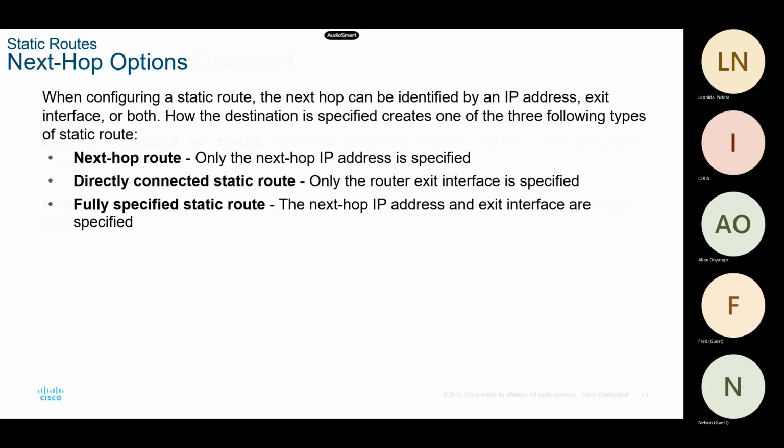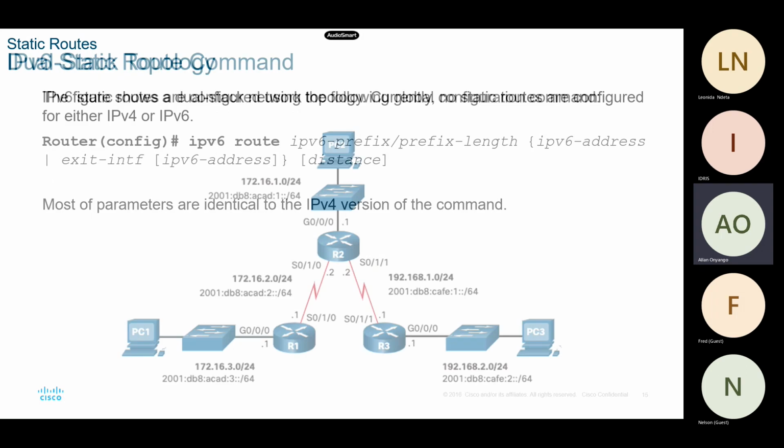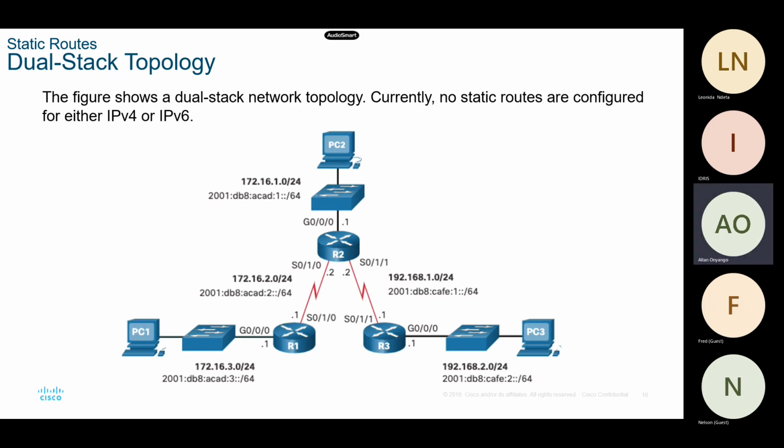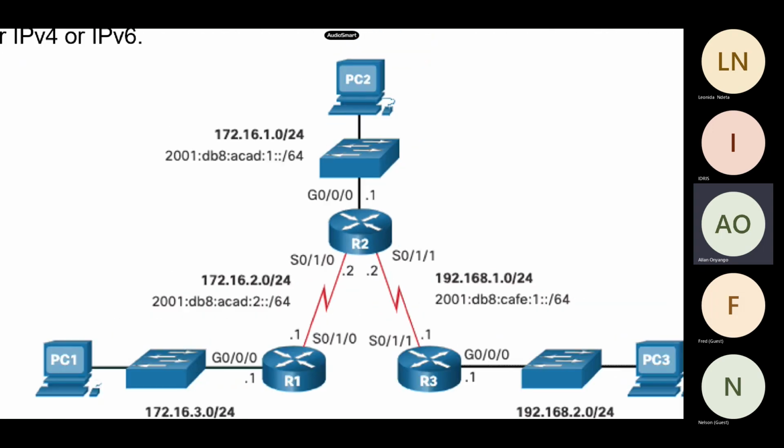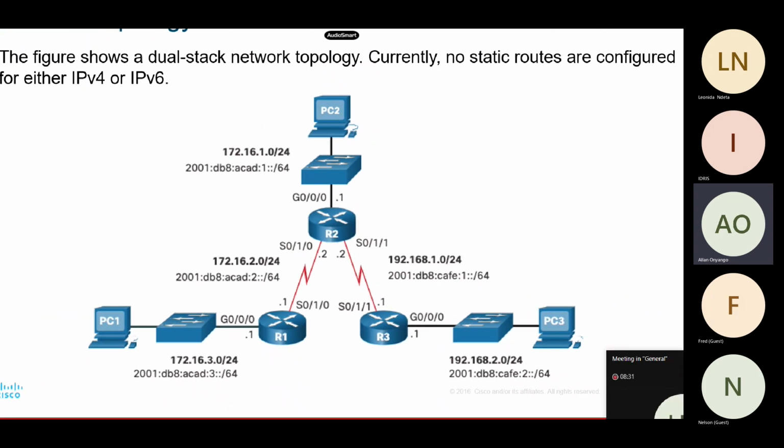Now, I want to take us on a journey using this topology here, and I think this should give us a very good foundation for configuring our static routes. So I want you to pay attention and get to understand whatever it is that I take you through right here. Now, I want you to look at this diagram, this topology, three routers as usual.